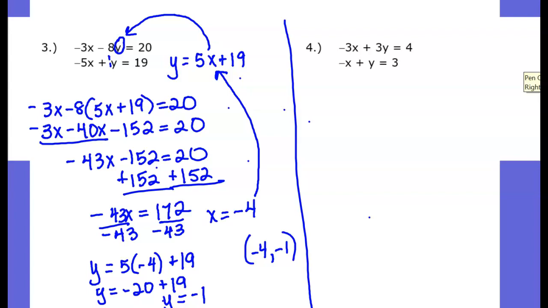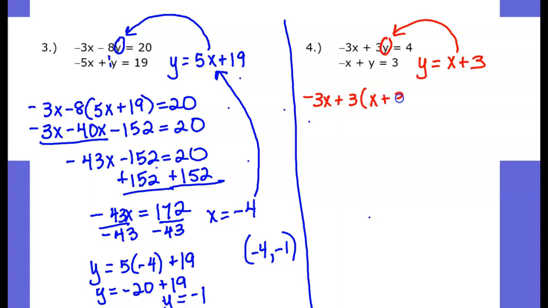All right, so number 4. All right, if I look at number 4, in this particular example, I'm going to solve for y, because here's my coefficient of 1. So y is going to be equal to x plus 3. Okay. So because y is equal to x plus 3, I'm going to circle my y here and substitute in the x plus 3 in the first equation. Negative 3x plus 3 times (x plus 3) is going to be equal to 4.